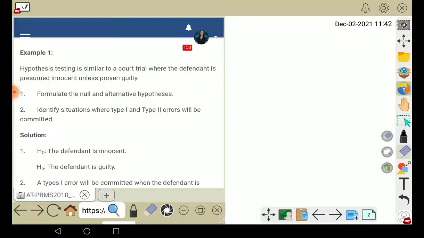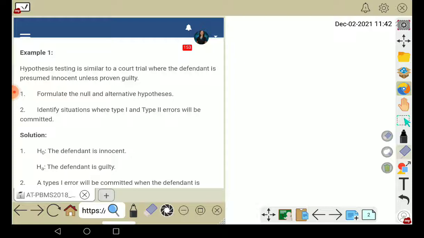For example, the defendant is innocent. That is based on our first statement: in a court trial, the defendant is presumed innocent unless proven guilty. We hold a hearing to know whether he is really innocent or guilty. Unless proven guilty, the defendant, or whoever serves as the suspect, is considered innocent.